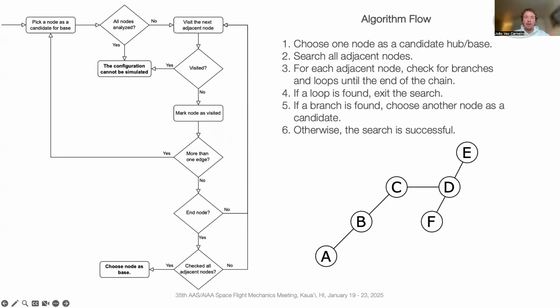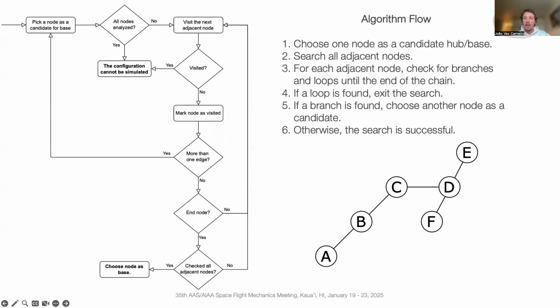The algorithm is here on our left, but the idea is that we pick a random node as a candidate hub, or what we call a candidate base node. From that, we search all of its adjacent nodes. For each adjacent node, we run through that chain, and if there is a closed loop, we can immediately stop because closed loops are not allowed. If there is a branch, we don't immediately exit because that is potentially a candidate node for our hub. And if we search through all adjacent nodes and we don't find any branches or any loops, then we're good.